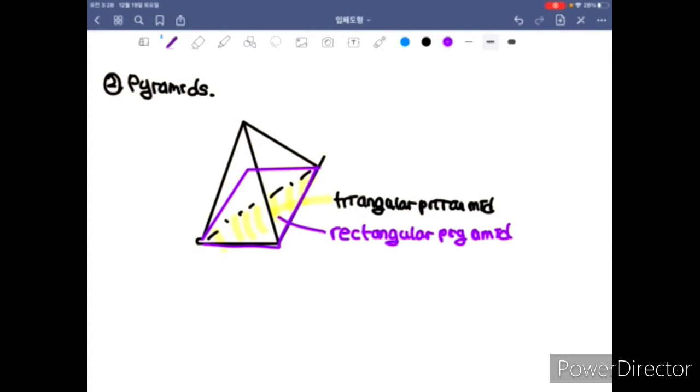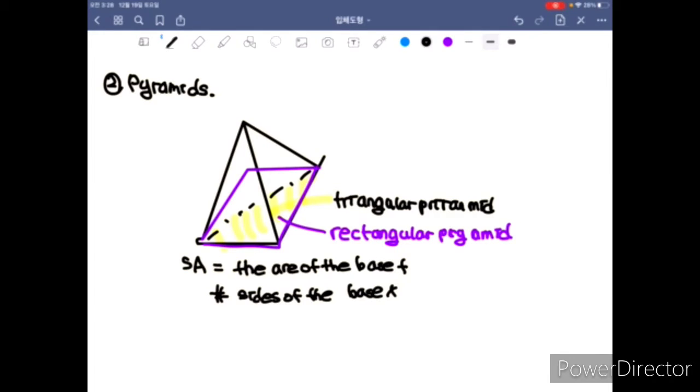Then now, to know about the surface area, it is the area of the base plus the perimeter of the base times the equilateral face, which is a triangle. Why it is equilateral is because all the sides have the same length.